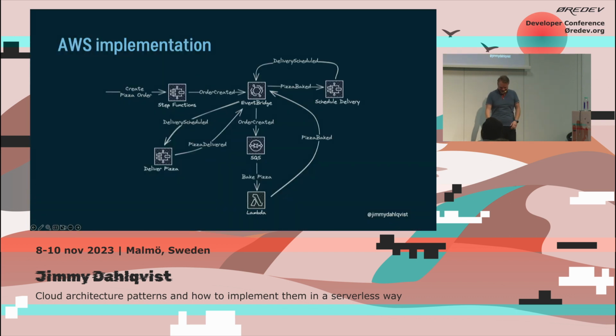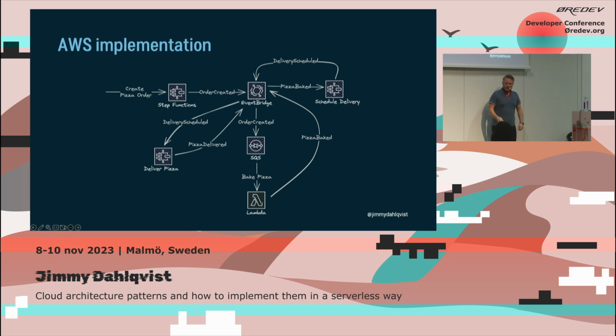So, once again, AWS implementation. Let's return to the pizza place and introduce a pizza saga. The first step is, of course, to create an order. We create the pizza order. We have a step function that does that. It fetches information about whoever wants to order the pizza, the address, and so on. And then it adds a message onto the event bus saying, order created. That's the first transaction in the saga.